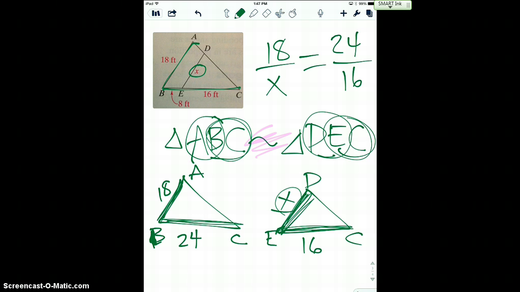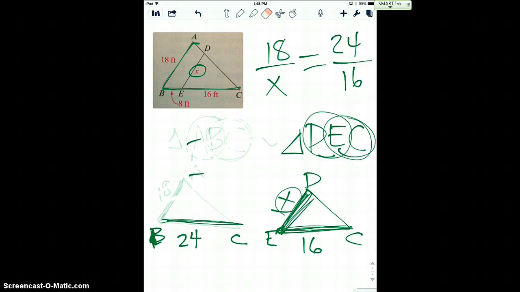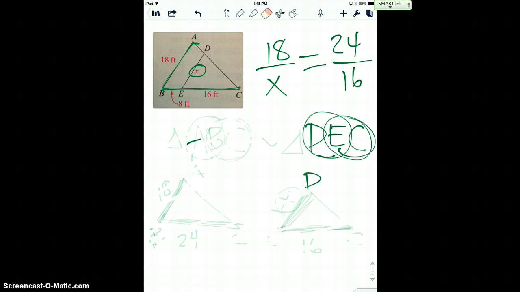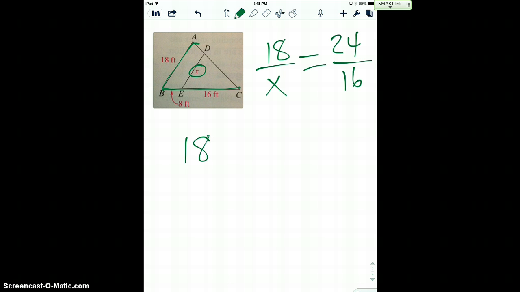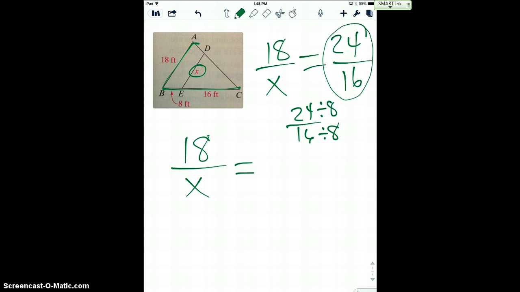And from there, I have my proportion, which I can solve however I want to. You probably know cross products, but I would actually make this a little simpler. I'm going to go 18 over x, and I'm going to simplify the other fraction first and use some smaller numbers. If I simplify that, I could divide them both by 8, and I'll be at 3 over 2. So that'll just make my proportion multiplying easier.